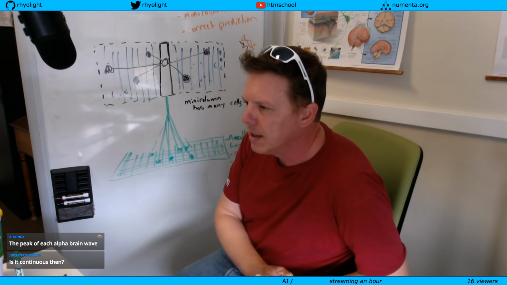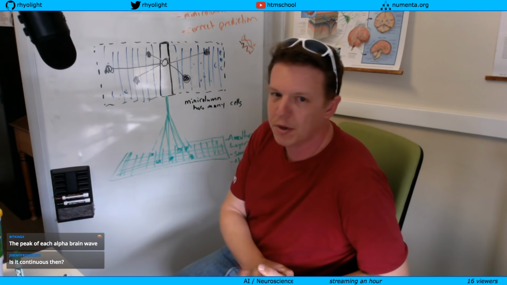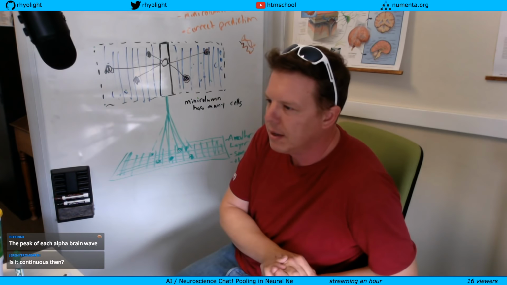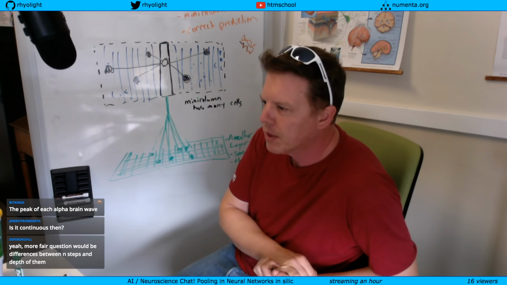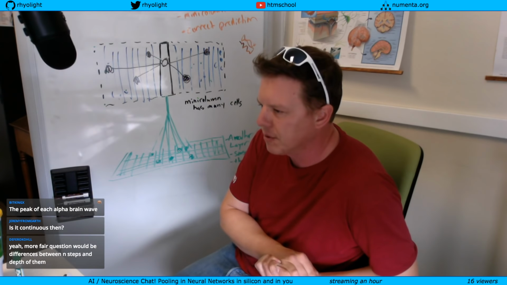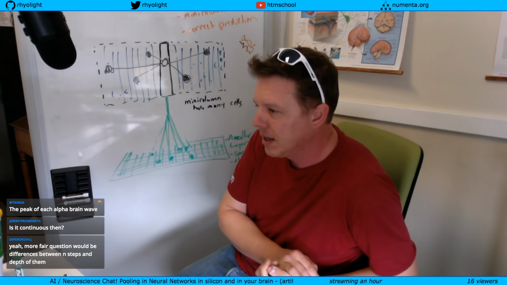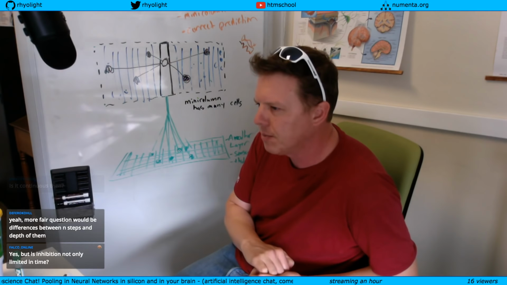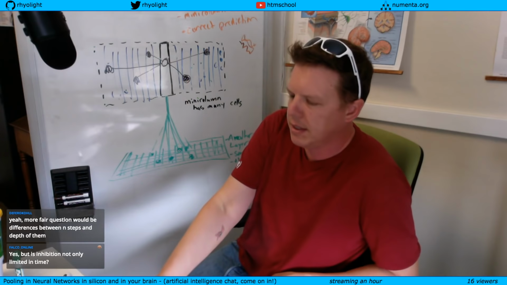Let's see. Very short term. Yeah, very short term. Definitely. I mean, input after input. Really, really short term. Yeah. Let's see. The peak of each alpha brainwave? Sure. Sure, very fast. Continuous, absolutely continuous. Yeah, a more fair question would be the difference between n steps and the depth of them.